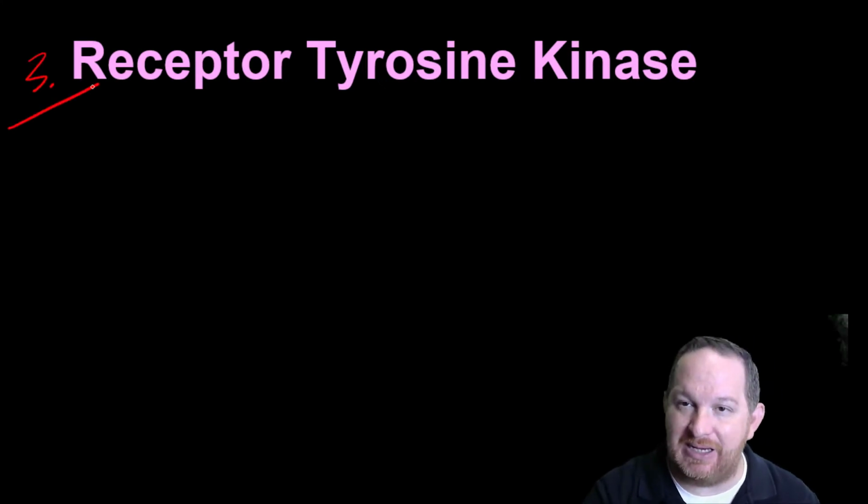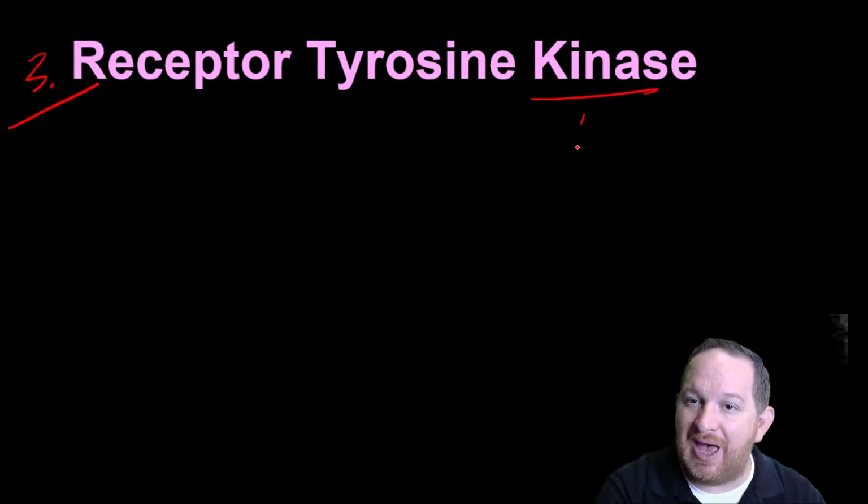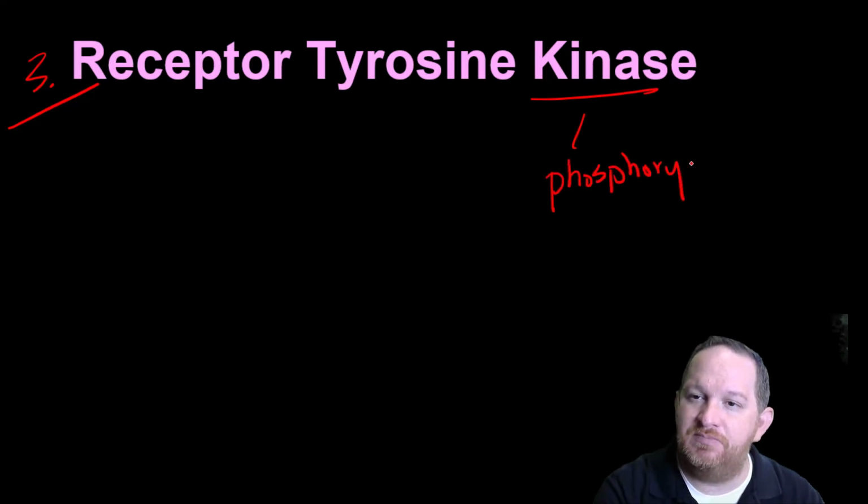The third type of receptor is called a receptor tyrosine kinase. And you may remember kinase means a phosphorylating enzyme.